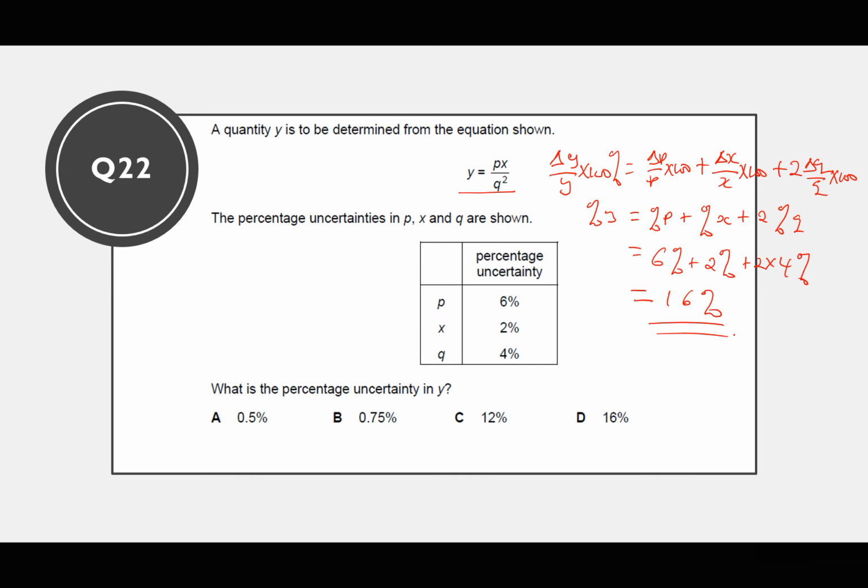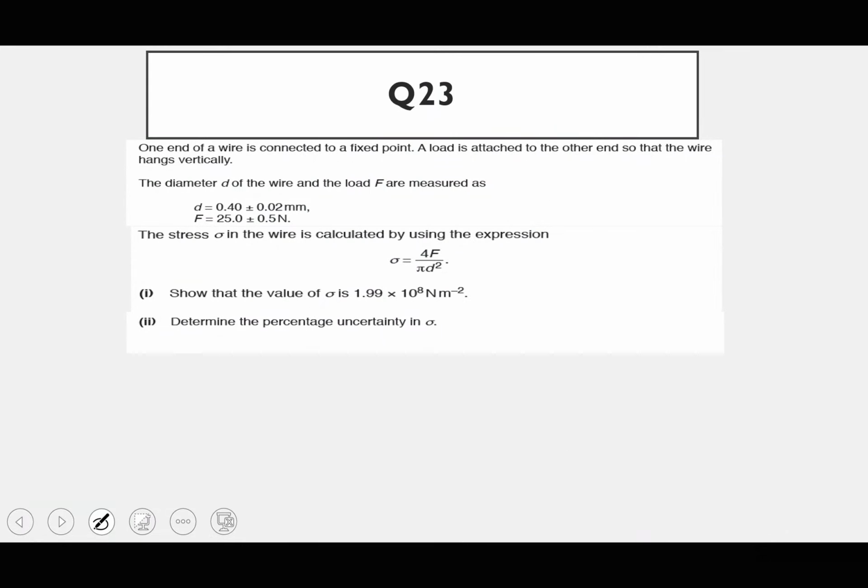I think this is the easiest. Okay, let's continue to the next question. Question number 23. One end of a wire is connected to a fixed point. A load is attached to the other end so that the wire hangs vertically. The diameter D of the wire and the load F are measured as that. So D is that and the load is that.